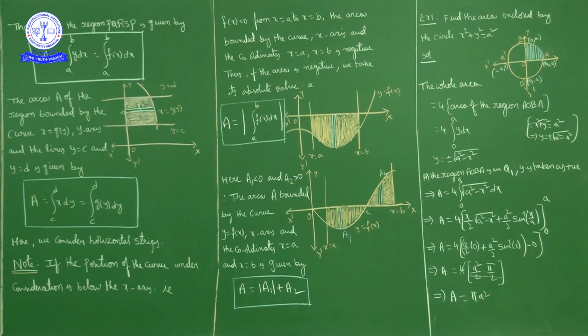To find the circle area, instead of finding the whole area, simply find any one quadrant area and multiply with 4. For this, I am writing: whole area is equal to 4 times the area of the region AOBA. Here you can use y limits or x limits. Now I will use x limits. So x limits are from x is equal to 0 to x is equal to a. So lower limit is 0, upper limit is a.